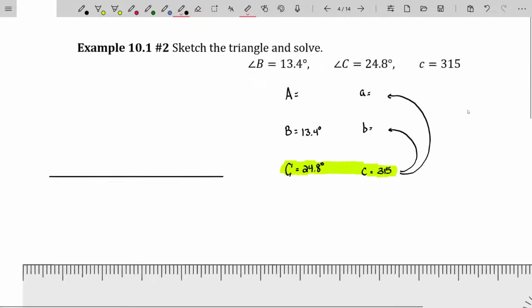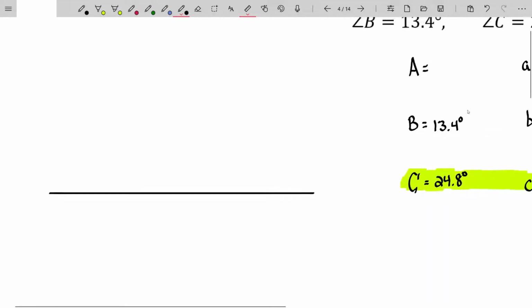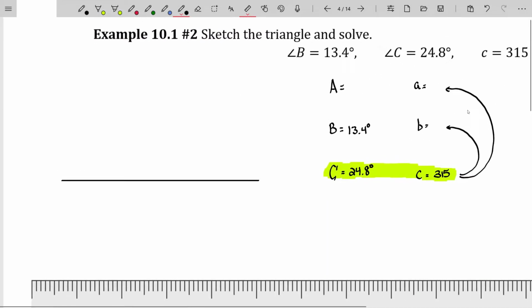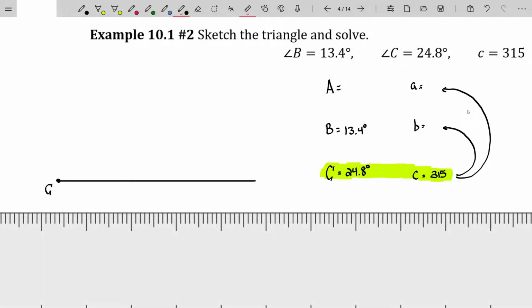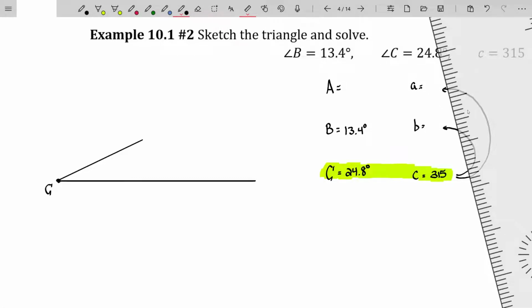So I'm going to go ahead and draw out my triangle, even though normally I wouldn't. But I'm going to go ahead and label this angle C. And remember, I do that because it's the largest angle that I've been given. So I'll go ahead and do that right now. And I've drawn that in. That's roughly 24.8 degrees right there.